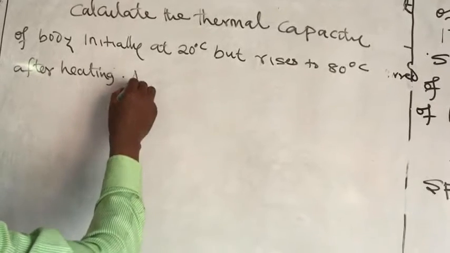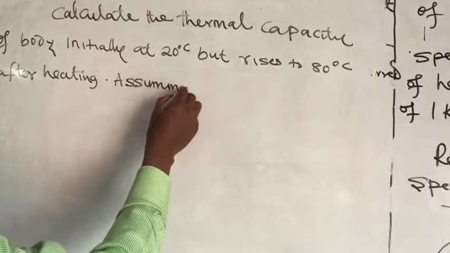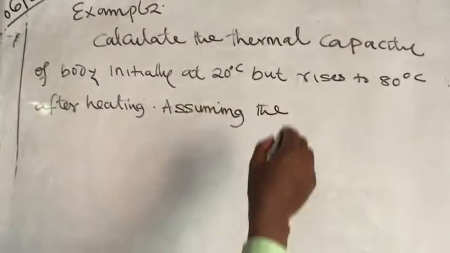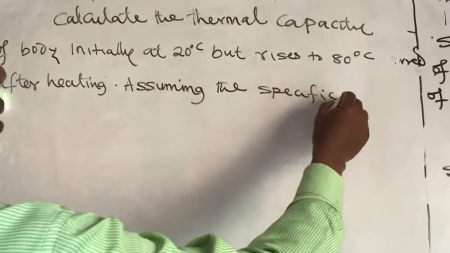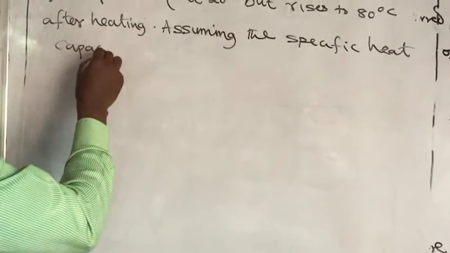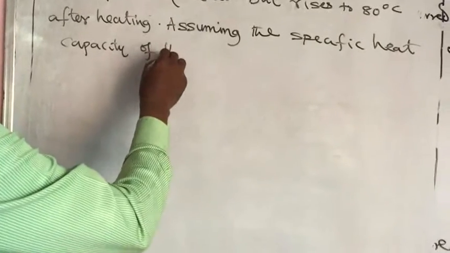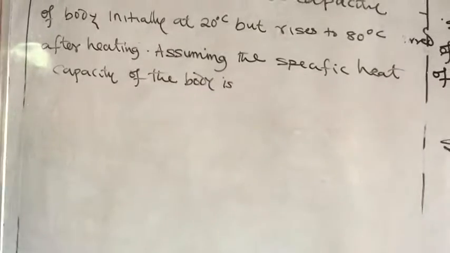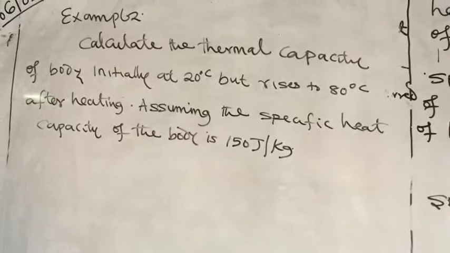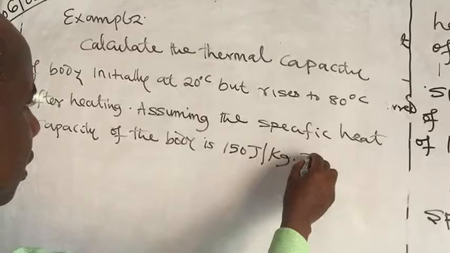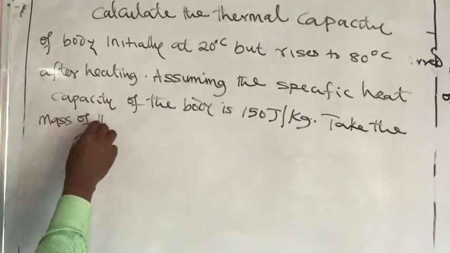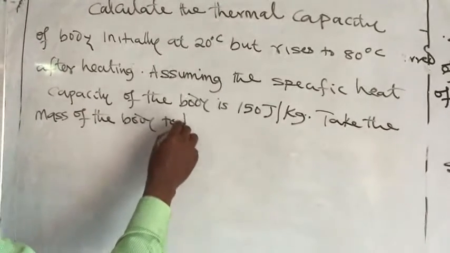Assuming that the specific heat capacity of the body is 150 joule per kilogram. Take the mass of the body to be 10 kg.